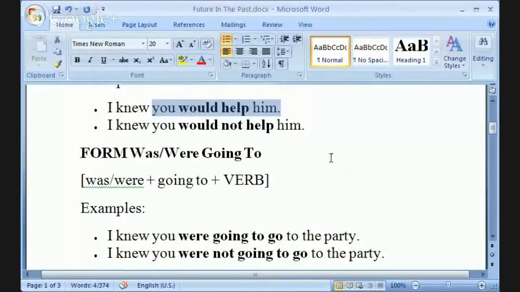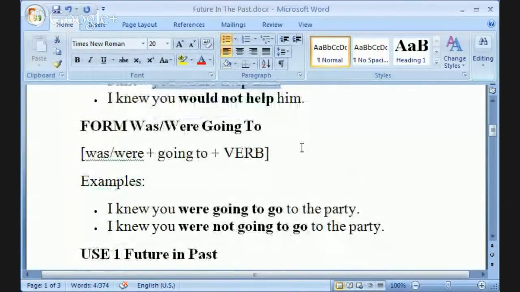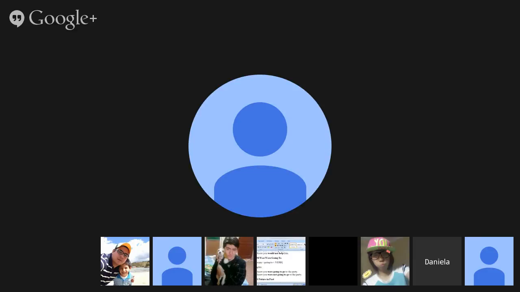Second form of the future in the past sentence would be like this. That was a weird noise. I don't know who's doing that. Second form uses was or were, depending. He was or they were going to, and then the verb.